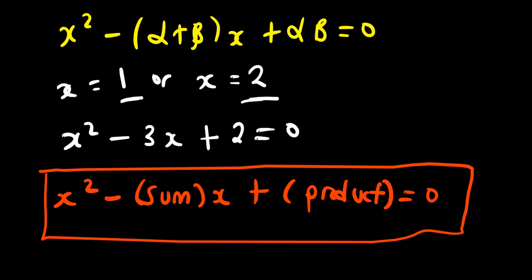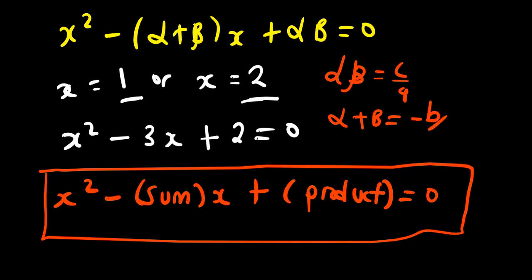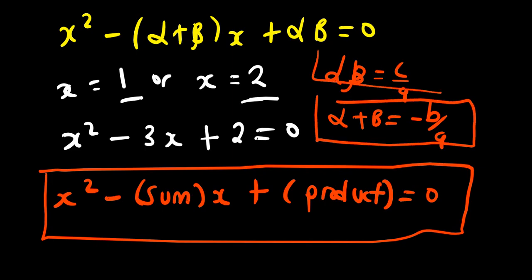So you have to know these three equations, very important. The one that we just wrote, alpha beta is equal to c over a. Alpha plus beta is just equal to negative b over a. These three equations are a must know. Even this one is a must know, and the general one.